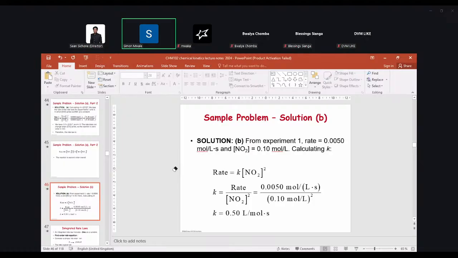Any questions on the rate constant? Any question? I am pausing a bit. Any question for the rate constant? Okay, it seems to be straightforward. So that's how you get the rate constant.